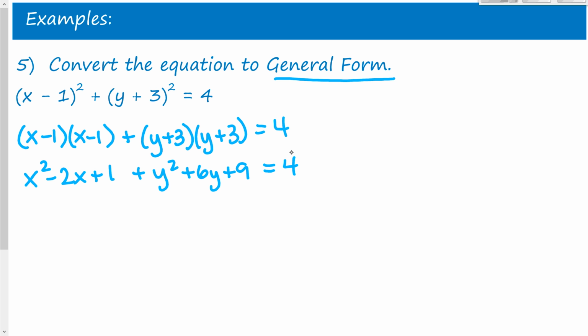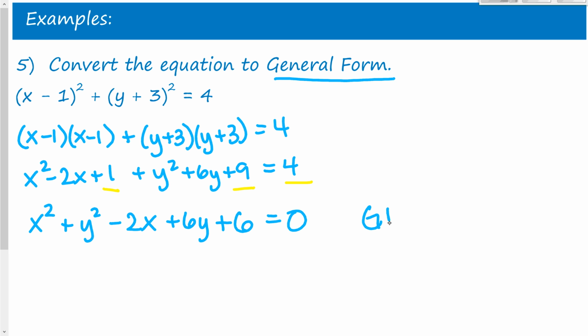Now remember that the order of the terms matters in general form, so start with your x squared term, then write your y squared term, then your x term, and then your y term. Then we're going to gather together 1 plus 9, and subtract 4 so that we have the 0 on the right. So this is going to add up to 6 equals 0, and there's our general form.